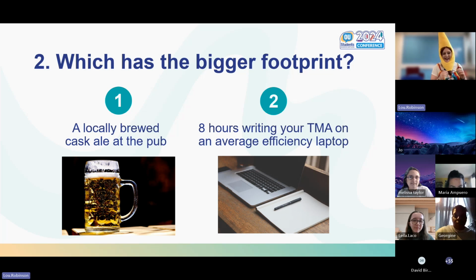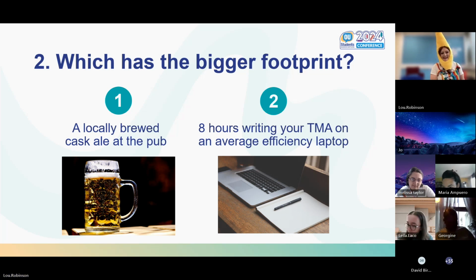Oh, that's hard to say at 2 o'clock on an afternoon. Or 8 hours writing your TMA on an average efficiency laptop. And remember, we are asking which has the bigger carbon footprint, not which will bring you the most joy. Okay. So keep the mind on the carbon footprint just for now.